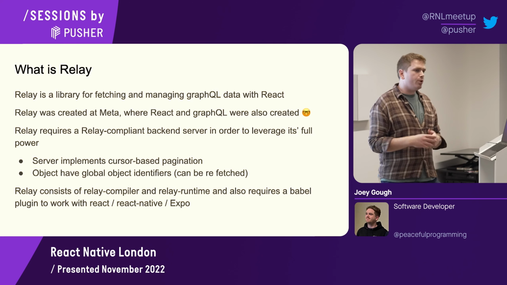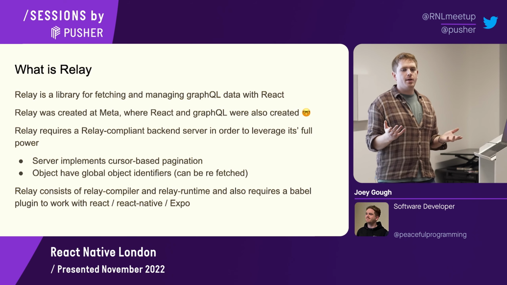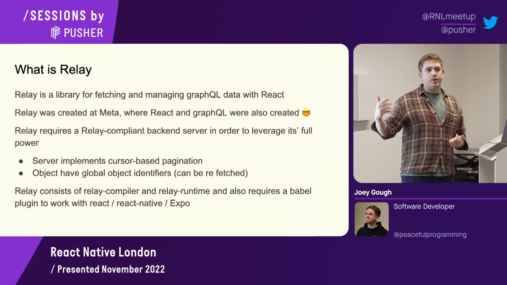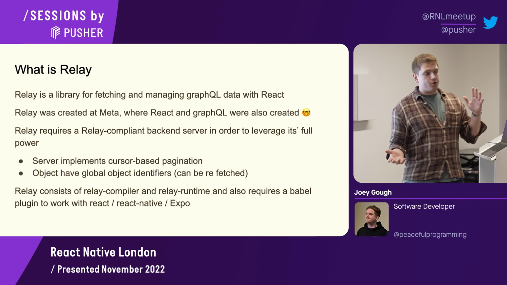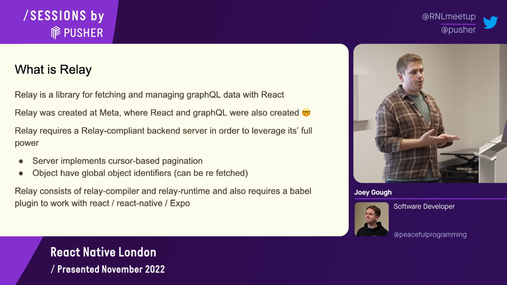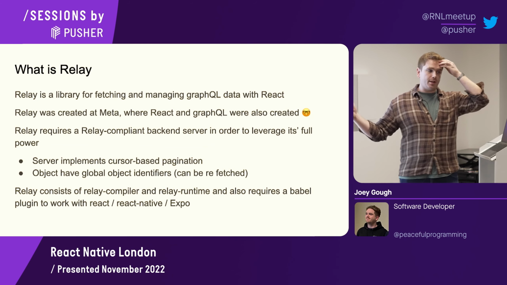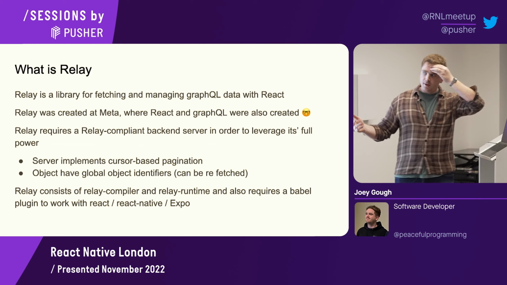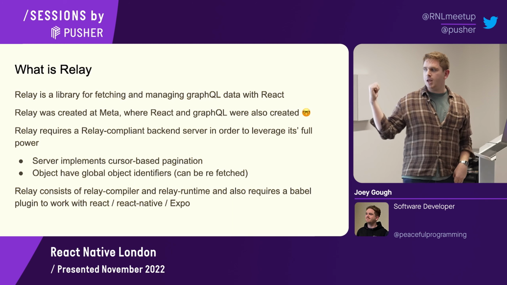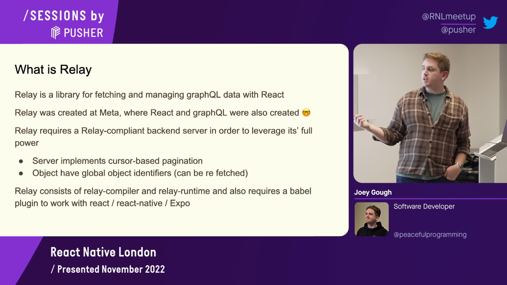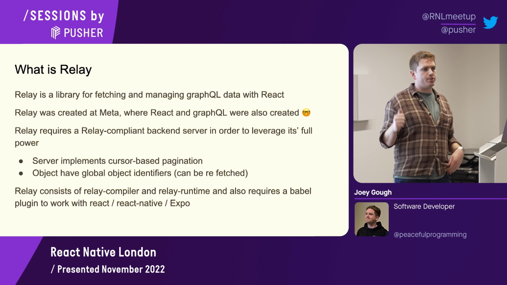If you want to use Relay, as a front-end developer, it's not as easy as just deciding you want to use Relay, because you need a backend that's Relay compliant. So the backend has to have a couple of things in place in order for you to start using Relay. There's two major assumptions that Relay lists on their website that your backend server has to implement. One is that it has to implement cursor-based pagination. And I'm going to show you in a few minutes what cursor-based pagination is, for those of you that don't know. And also your objects have globally unique identifiers.